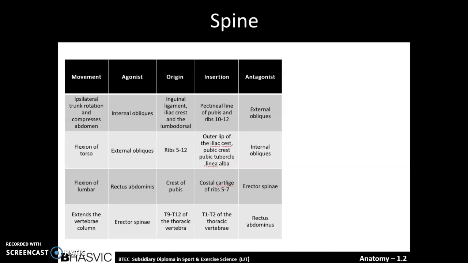When the agonist is external obliques and the antagonist is internal obliques, the movement is flexion of torso. The origin is ribs 5 to 12, and the insertion is outer lip of the iliac crest, pubic tubercle, and linea alba.